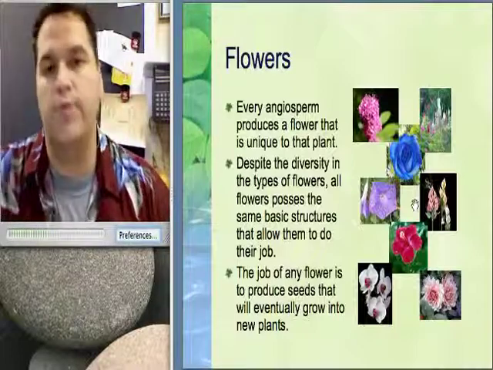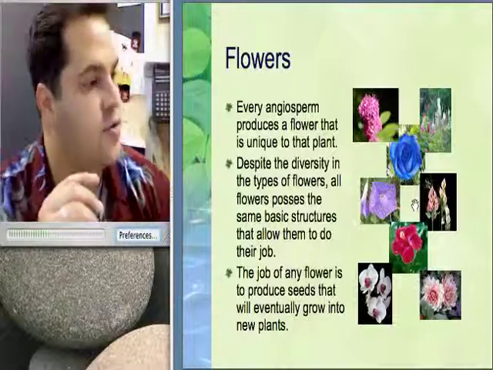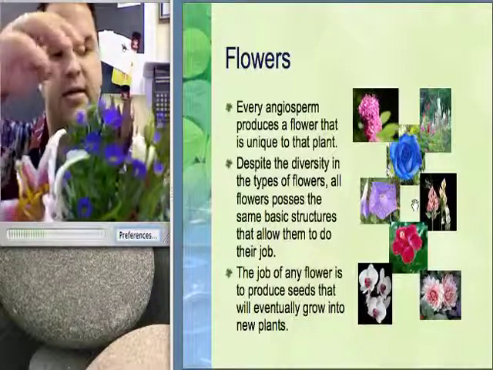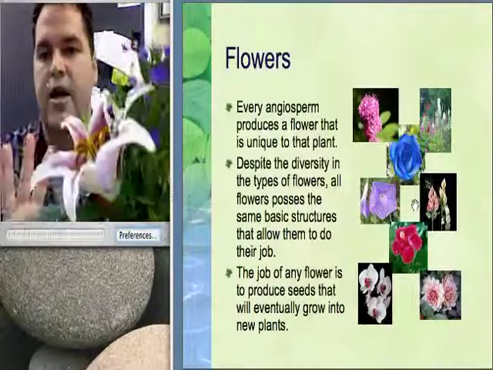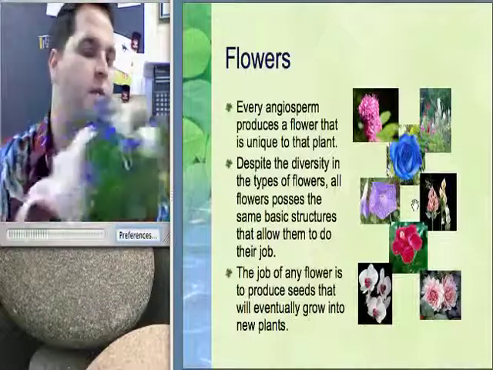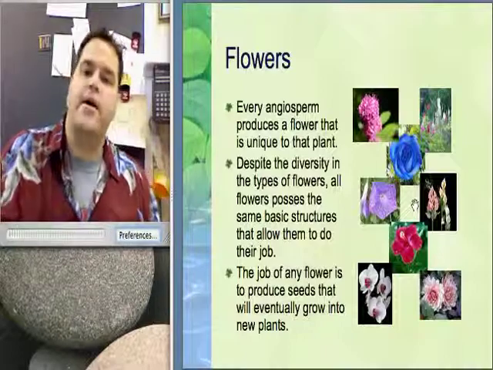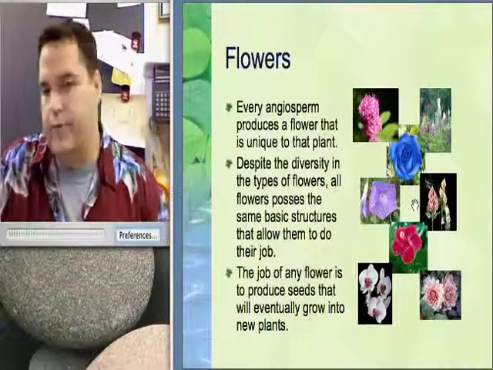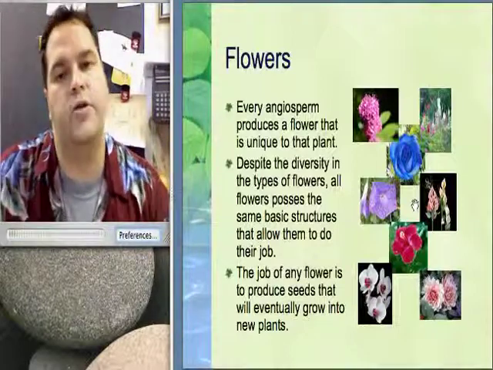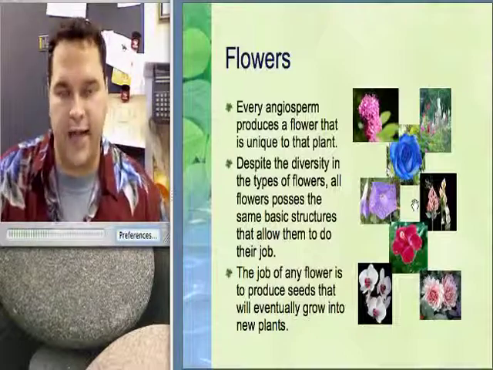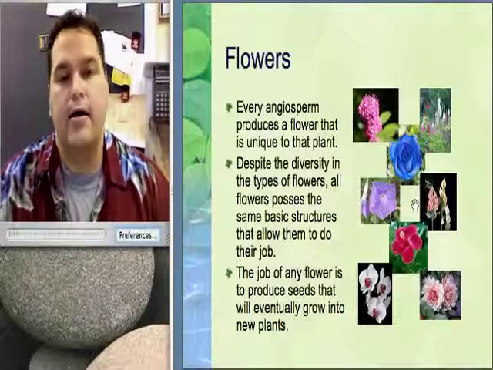But every angiosperm does produce a flower that's unique to itself. And despite the variety of flowers, even this little arrangement here, I've got some lilies, and I've got some roses, and I've got all kinds of little flowers here. They're all just drastically different, but they all basically serve the same purpose and all have the same basic structures that build them up. The job of any flower is to produce seeds, and those seeds will eventually become new plants, and that's really what they're good at. That's really what they do. So it's important to understand how they do it, and to do that, we need to take a little anatomy lesson. Yes, an anatomy of a flower.